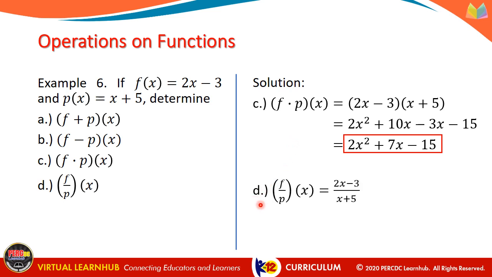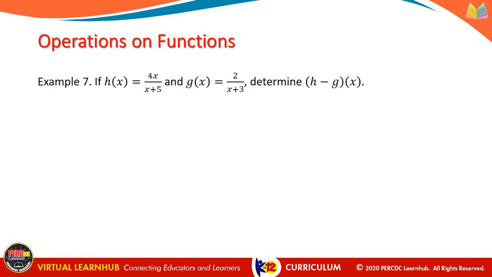Next, letter D, f divided by p of x is equal to 2x minus 3 over x plus 5. The numerator is our f of x, 2x minus 3, and the denominator is our p of x, x plus 5. This is already our final answer for f over p of x. Alright?